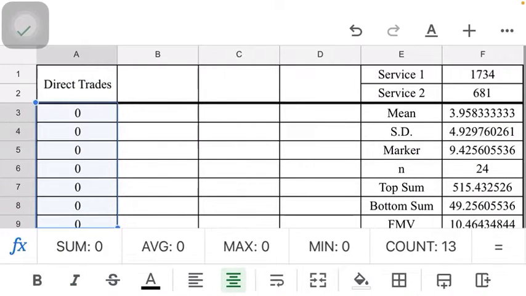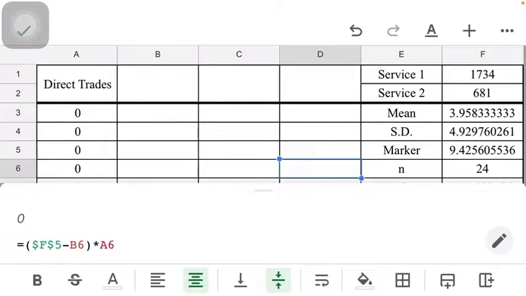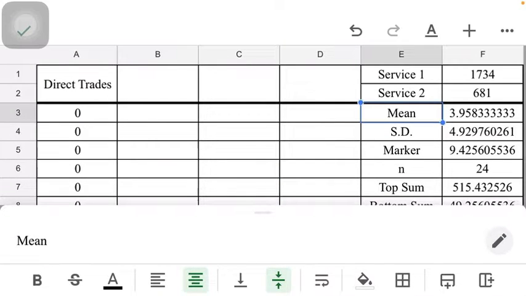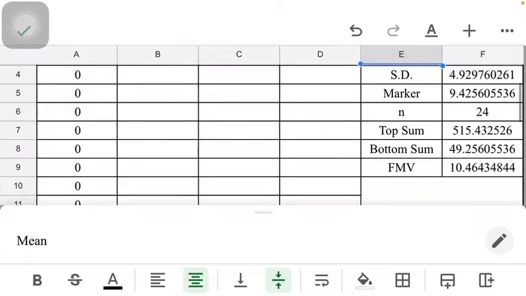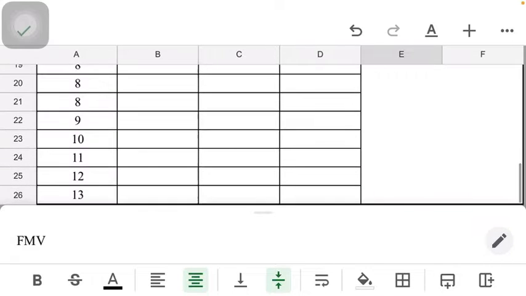Now you notice that the mean right here has dramatically declined. It's now at 3.95, right? But the fair market value remains the same. It hasn't changed at all. Okay? Now, another thing about this equation is the relevancy in the trade transactions. The more relevant it is to the present, the more value that trade has in the equation system.